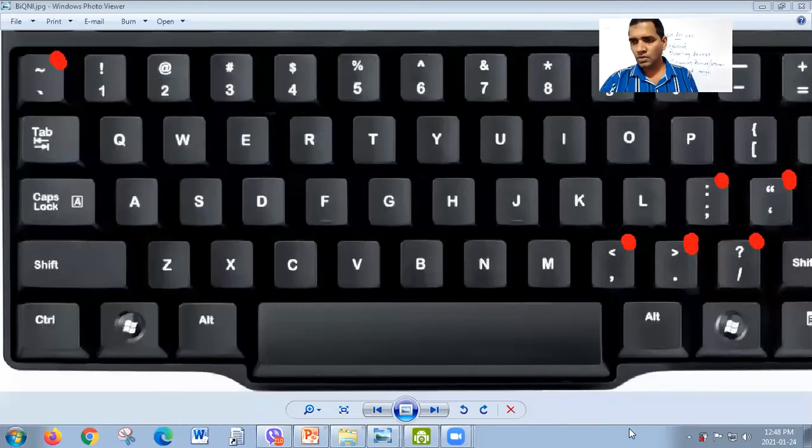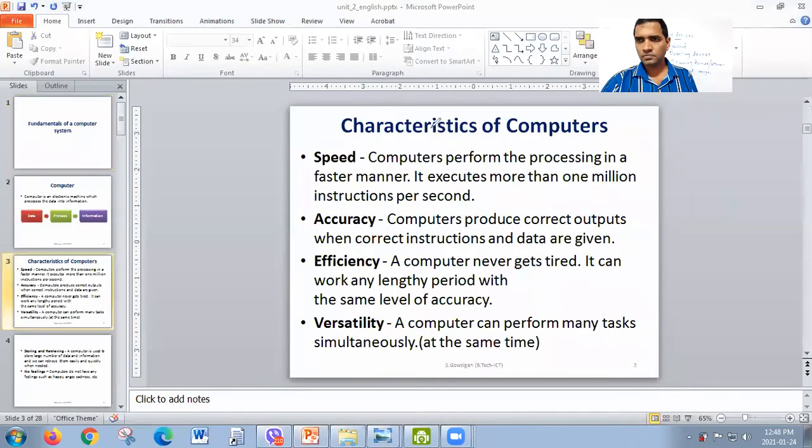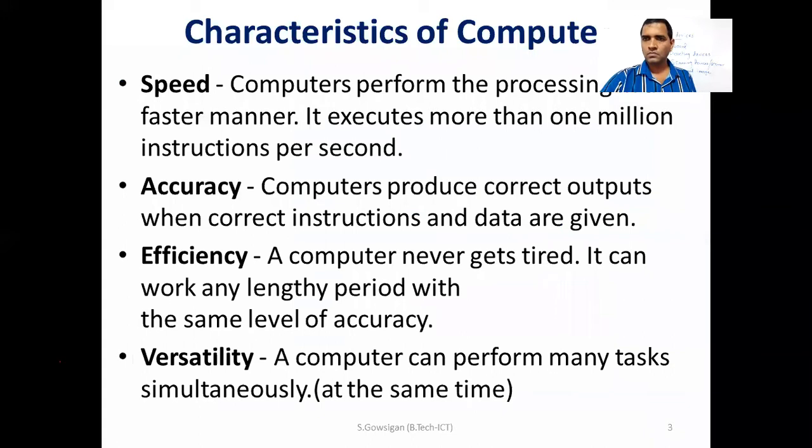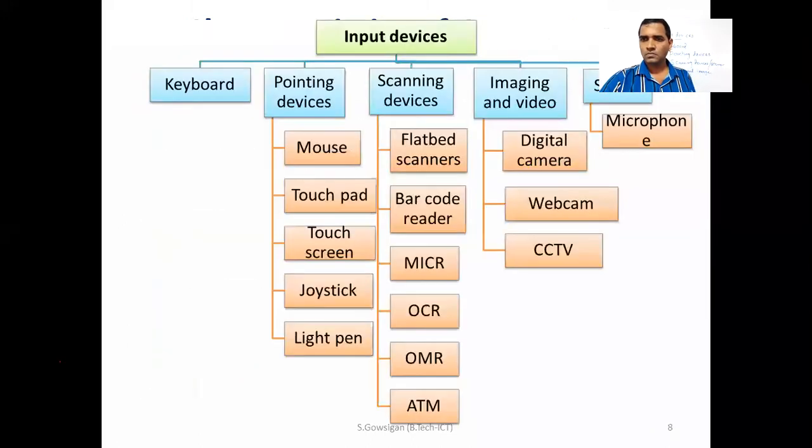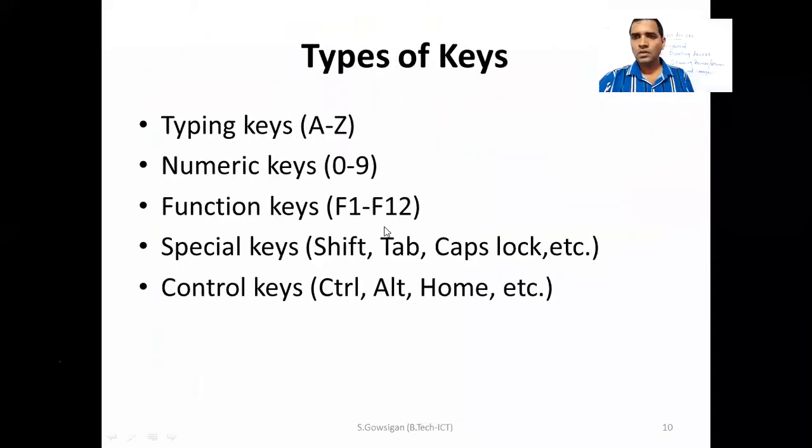Okay, so we have keys. Let's check them again. Special keys: shift key, caps lock key, tab key. Tab key is for leaving spaces, but later we will apply it, so I'm not going to spend much time. Then the control key. You have some keys which can control the activities, control your computer.